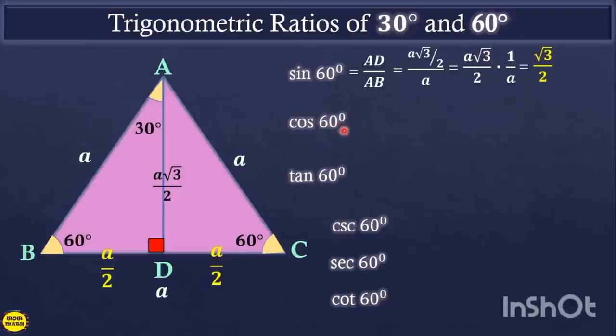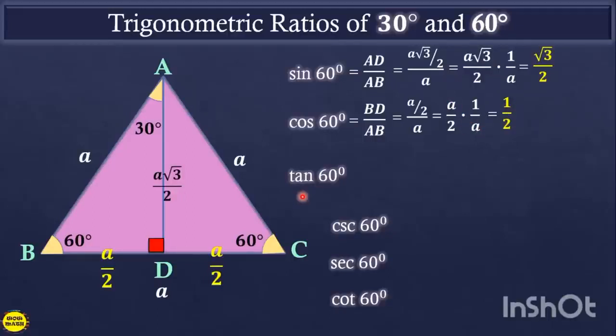For cosine 60 degrees, that is adjacent over hypotenuse. This is your adjacent, so that is a over 2. And then hypotenuse a. Kaya po ayon. So a over 2 over a. And then solve. A over 2, reciprocal of a, that is 1 over a. And then proceed to multiplication. So this will be cancelled. So you now have 1/2.